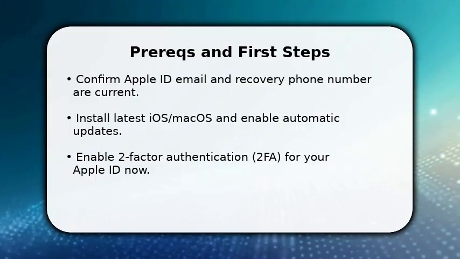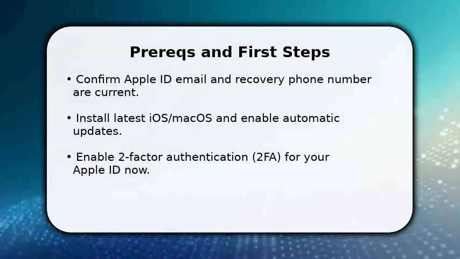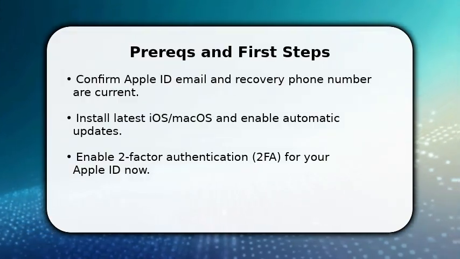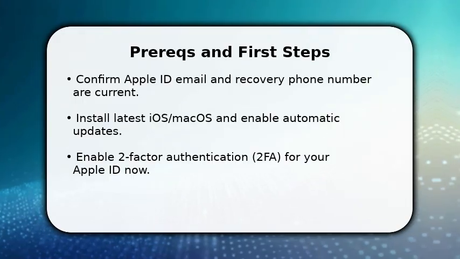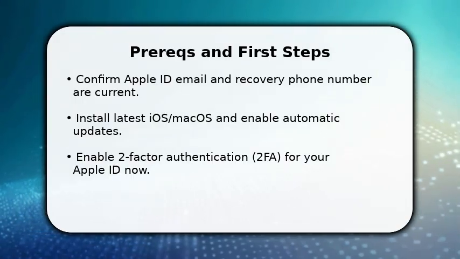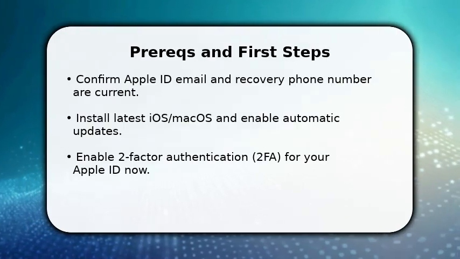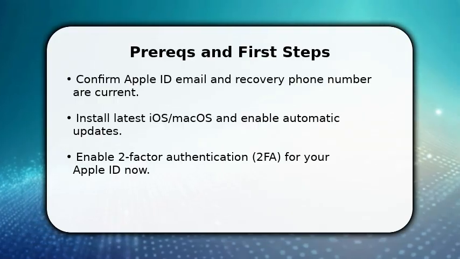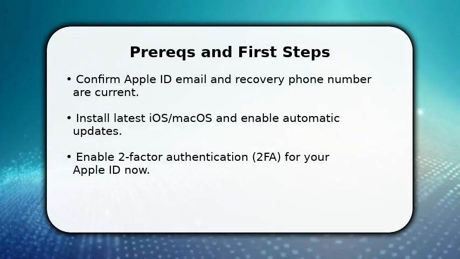Enjoy the video. You start by verifying the essentials. Make sure your Apple ID email and a recovery phone are current so you can regain access if locked out. Once done, update your devices to the latest iOS or macOS and turn on automatic updates to close known vulnerabilities. Next, enable two-factor authentication in settings.